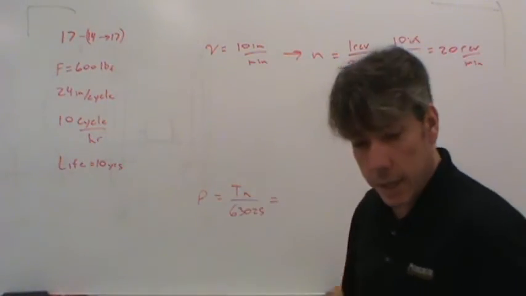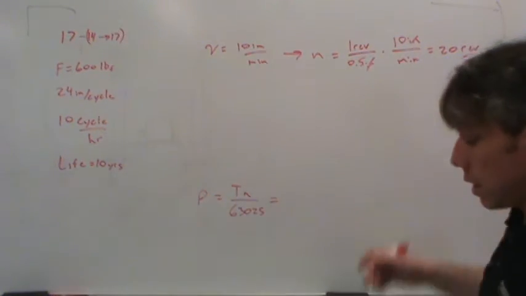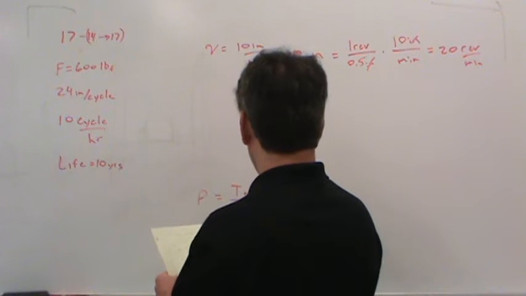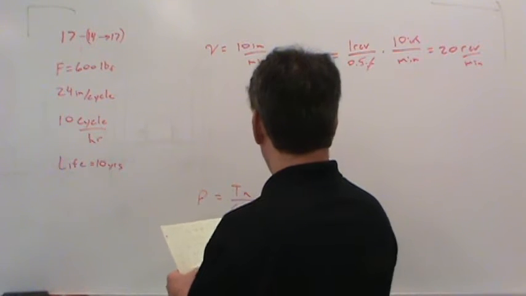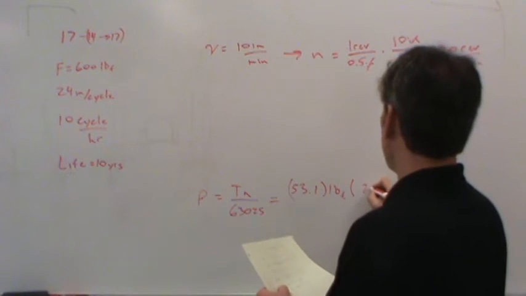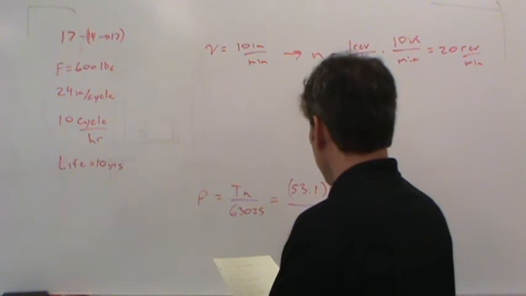So the torque we calculated before is what will go into this equation, and now we have the rotation speed. So we can figure out the power required, and it's 53.1 pounds force, I forgot my units, times the speed, which is 20 RPM. And what does that 63,025 do?